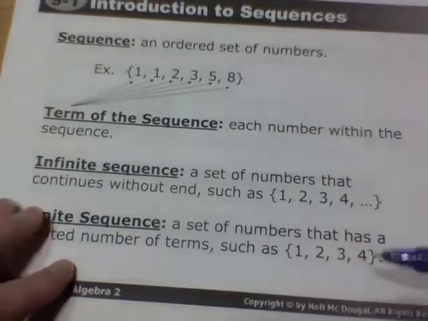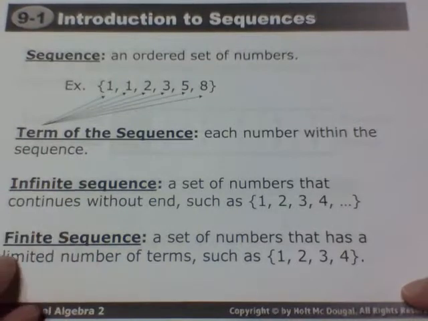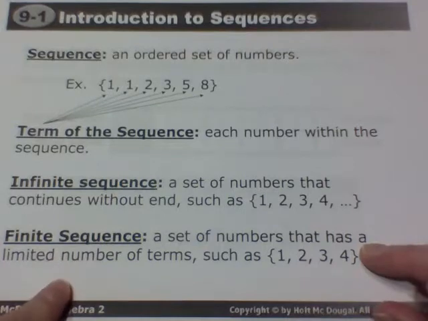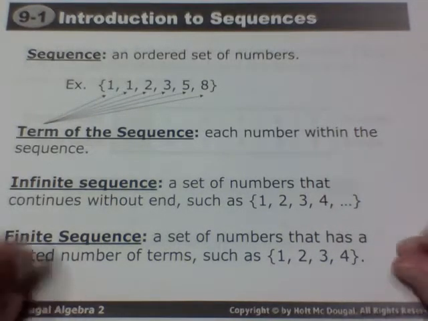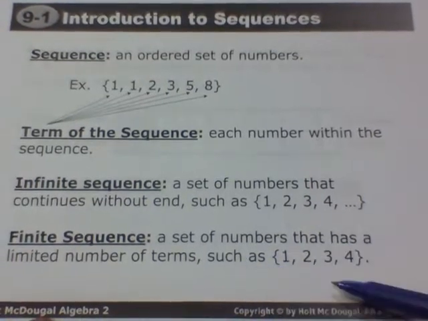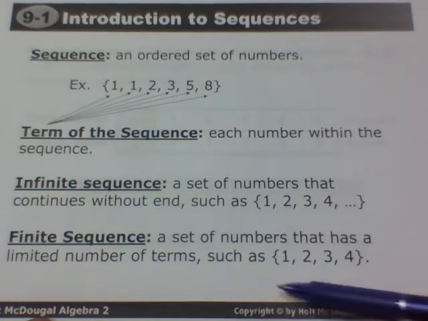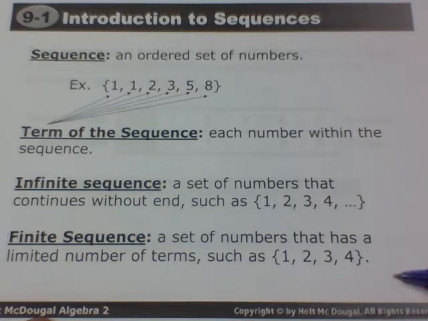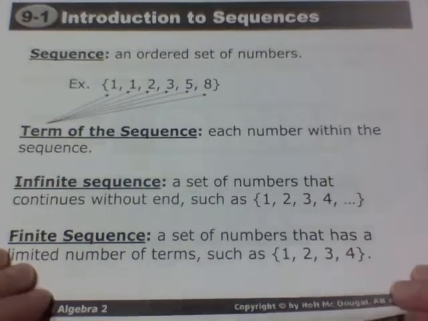All right. Then we've got a finite sequence, which is a set of numbers that has a limited number of terms. So 1, 2, 3, and 4, and then we're done. A lot of times a finite sequence might have to do with something you're selling, because maybe on day 1 you have 200 of the product, and on day 2 you have 150. The idea is that you'd go down, but you'd have to actually end at 0. So a finite sequence has an end.